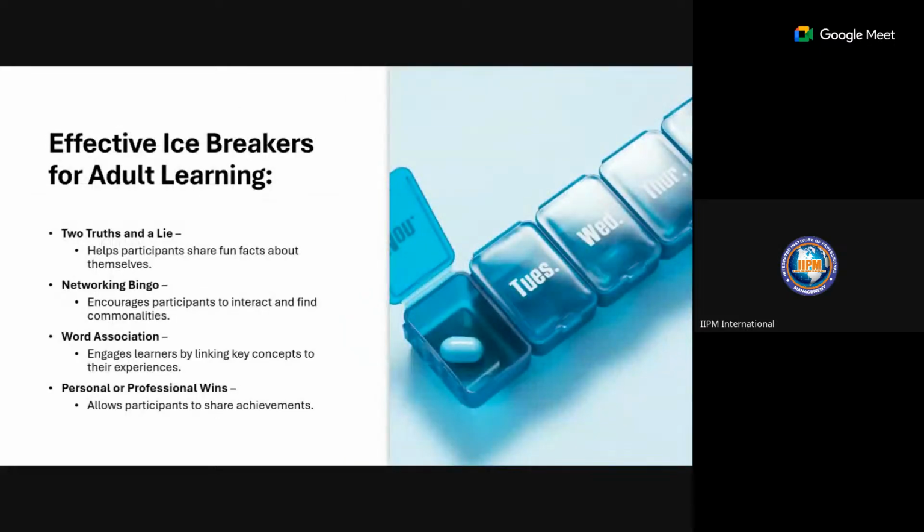Now, effective icebreakers: two truths and a lie. It helps participants to share fun facts about themselves. So you can ask them, tell me two truths about yourself and a lie about yourself. Everybody will have to say something. Networking bingo encourages participants to network and find commonalities.